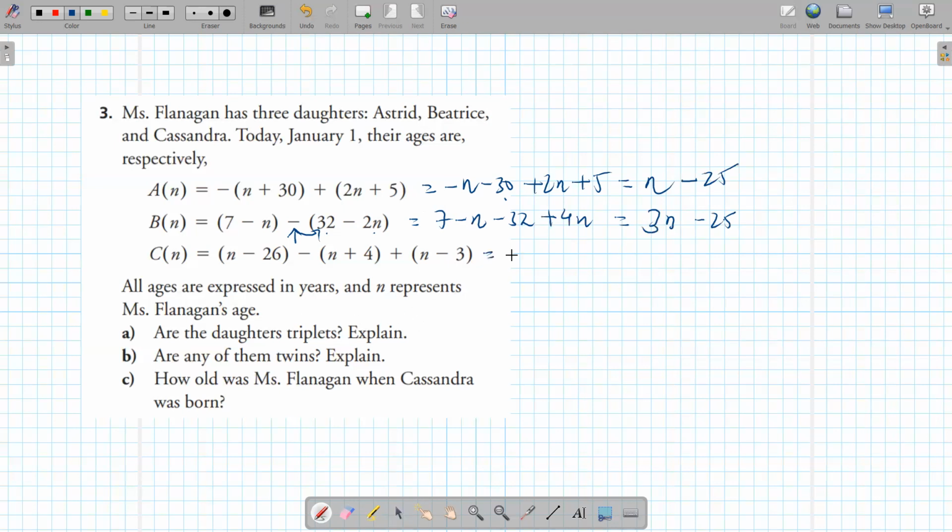Now we're going to do the same thing for the third one. n minus 26, again, negative sign and a bracket. You need to flip all the signs here. Minus n minus 4 plus n minus 3, like that. We have n minus n plus n, that's just an n. Negative 26 minus 4 is negative 30. Minus 3 is negative 33. Cool? Are any of them triplets? No. Are any of them twins? No. How old was the mother when Cassandra was born, when this lady was born?